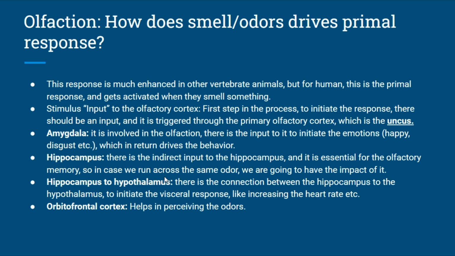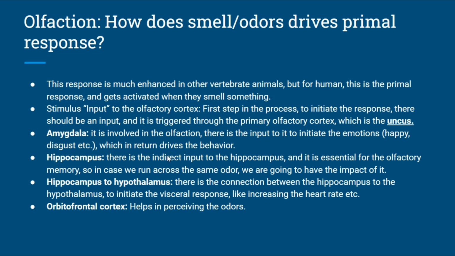So for example, if you have a certain smell to your house, and when you enter your house, if something is different, if someone was cooking inside the house, then you certainly know, okay, this thing was cooking in my house, a certain dish that was cooking. So you have those memories that get activated there. So you get a stimulus or input to the olfactory cortex. That is the first step in the process.